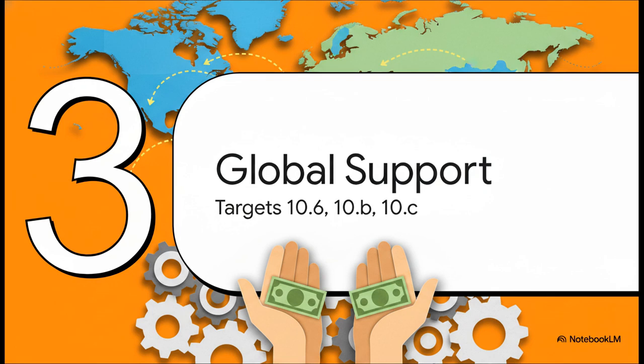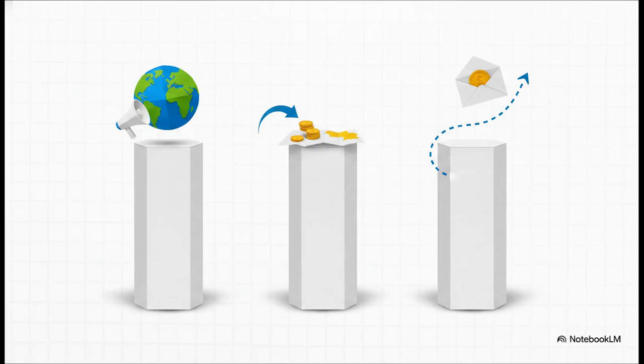Moving right along to our third section, global support and remittances. Because inequality is a massive global issue, we need serious international cooperation. First, we must give developing countries a much stronger voice in international economic decision-making. Second, we must encourage targeted financial flows to the regions that need them most. And third, we need to reduce the financial burden on migrant workers sending money back home. Let's break those financial actions down a bit further.